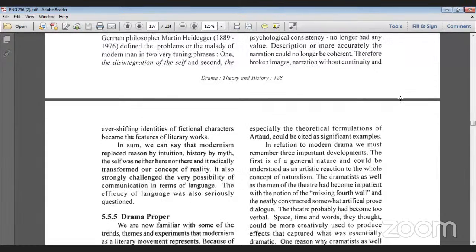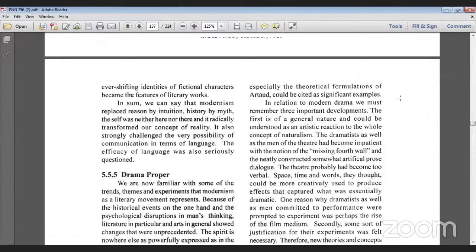Okay, so in sum we can say that modernism replaced reason by intuition, history by myths. That is, myths and mythology, right? The self was either there or not there, the existence of oneself. It radically transformed our concept of satya, reality, satyasati. It also strongly challenged the very possibility of communication in terms of language.